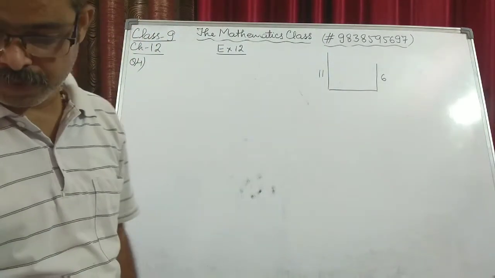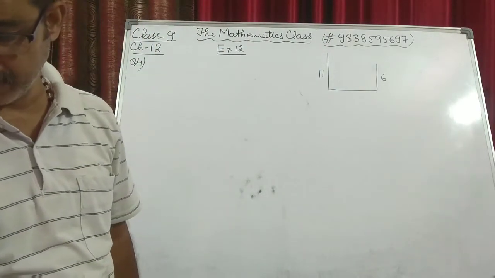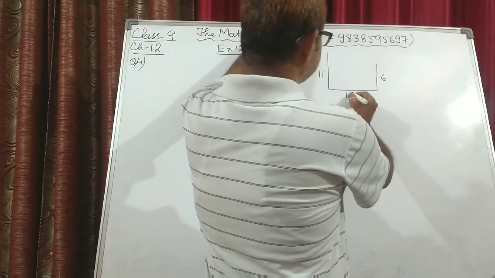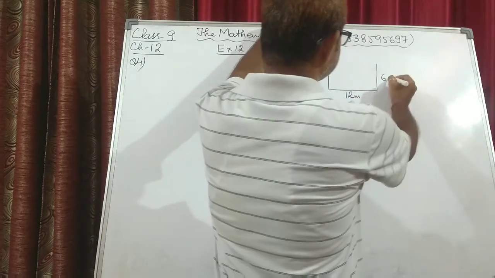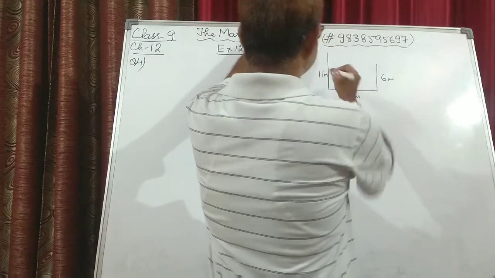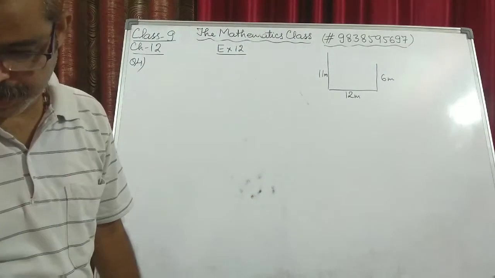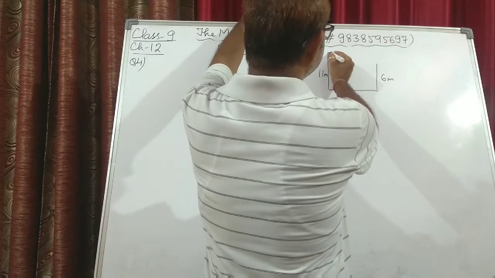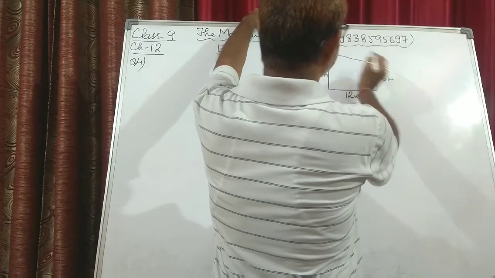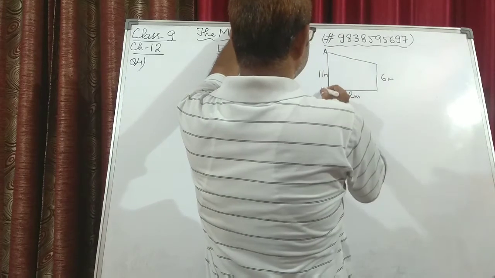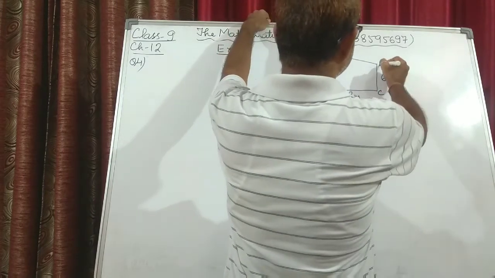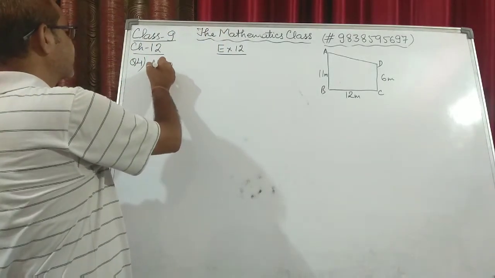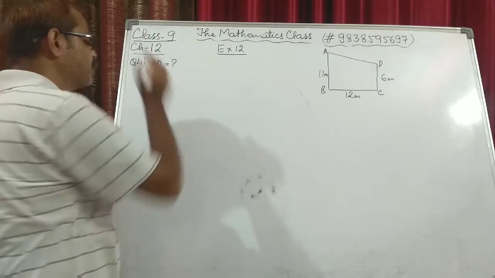They say that two poles of height 6 meters and 11 meters stand on a plain ground, and the distance between their feet is 12 meters. This distance is 12 meters, 6 meters, 11 meters. Find the distance between their tops. You have to find this distance. Let us say A, B, C, D. So you have to find AD. I have drawn a diagram so that you may understand it better.